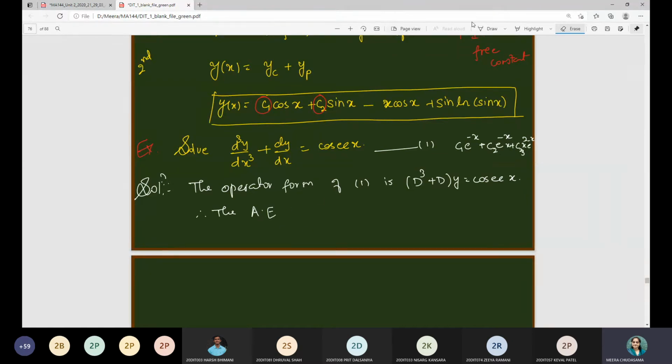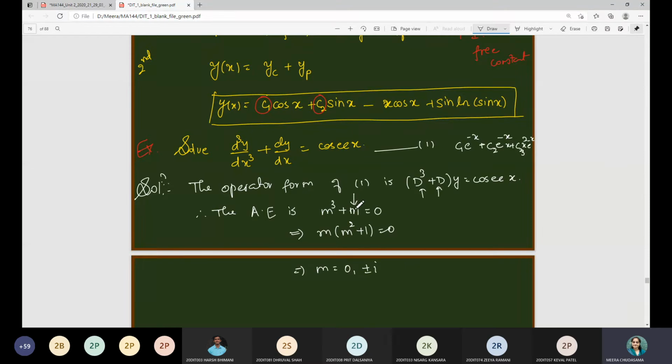Let us see. What will be the auxiliary equation? D will be replaced by m. So it is m cube plus m equal to 0. This implies m into (m square plus 1) is equal to 0, which implies m is equal to 0, and the other two roots are plus or minus i, just as we found in the previous case.